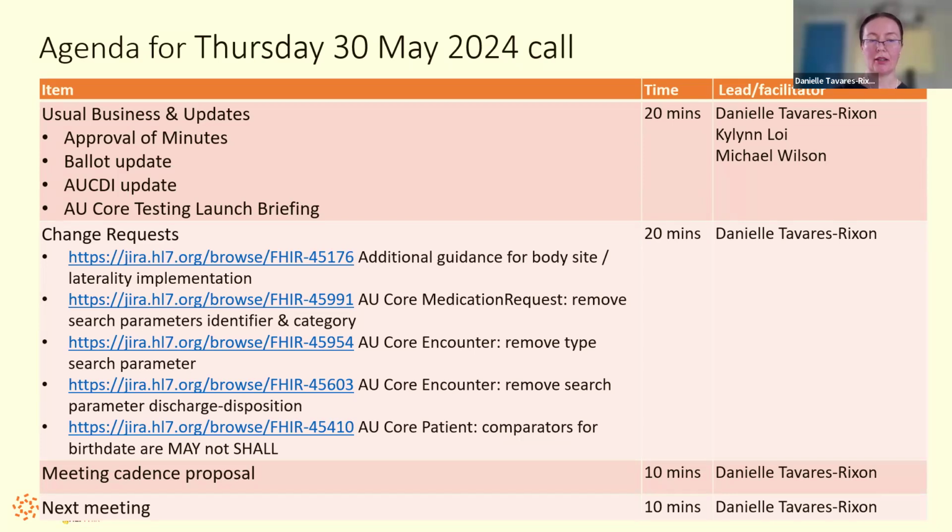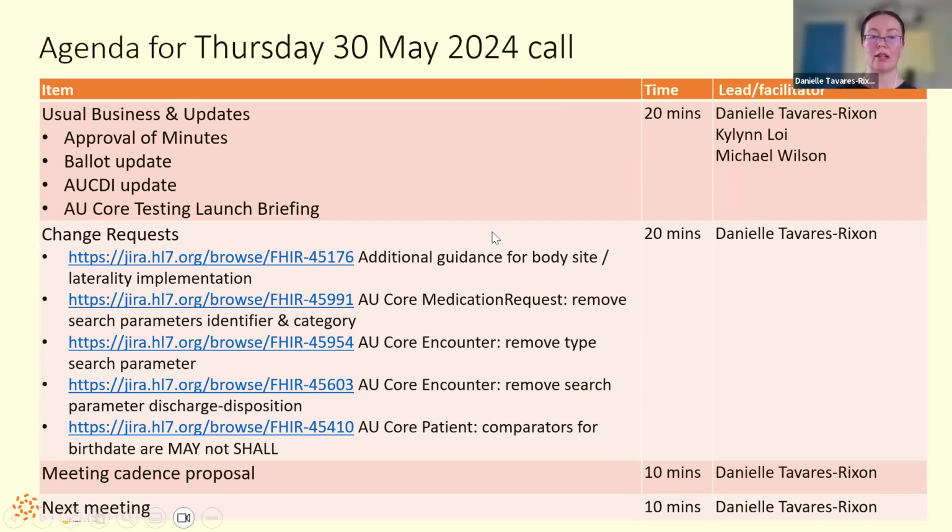Also Kylie and Heather are joining us to give us an update on AU CDI R1 and where that's at and what that means for us. And Michael Wilson will also give a brief, just a couple of notes of what's coming up in AU Core around the AU Core testing launch. Now that we're through the development phase in AU Core, we're now into refinement, going through testing and refining, based on evidence, the content we have for the AU Core R1 scope before we go to ballot in August.